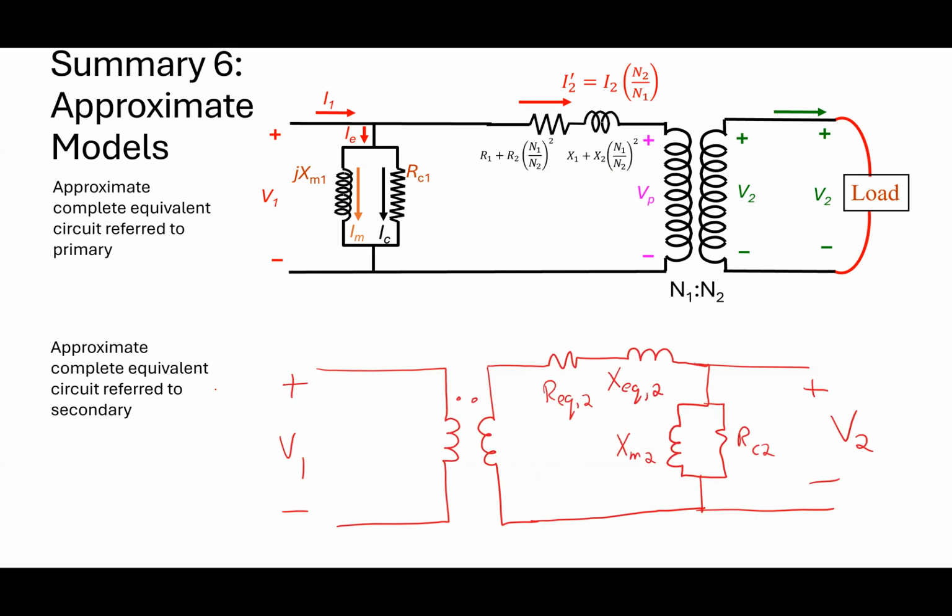Now, what we can do, and you're going to see this in the homework a little bit too, is I can refer the parameters of the transformer to either side of the transformer. I did everything here with a 1, meaning it was referred to the primary. I can transfer them over to the secondary side. If I know the parameters on the primary side, how do I get them to the secondary side? So this is XM1, this is XM2. How do I get that XM1 to XM2? How would I calculate XM2?